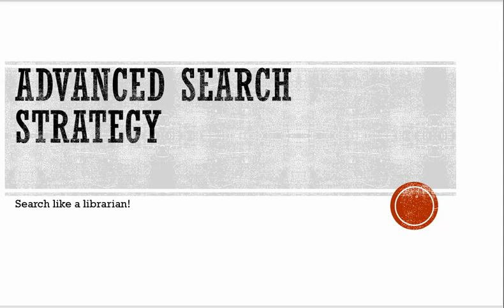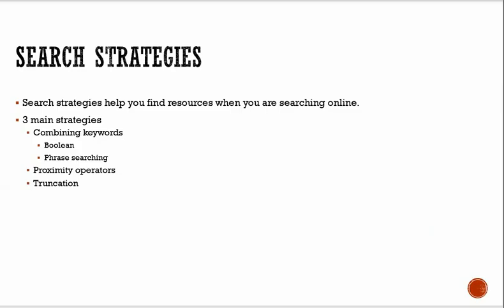This video will introduce some tips that will help you to effectively and efficiently search library research databases like a pro. These 4 strategies will make you a super searcher: Boolean, phrase searching, proximity operators, and truncation.